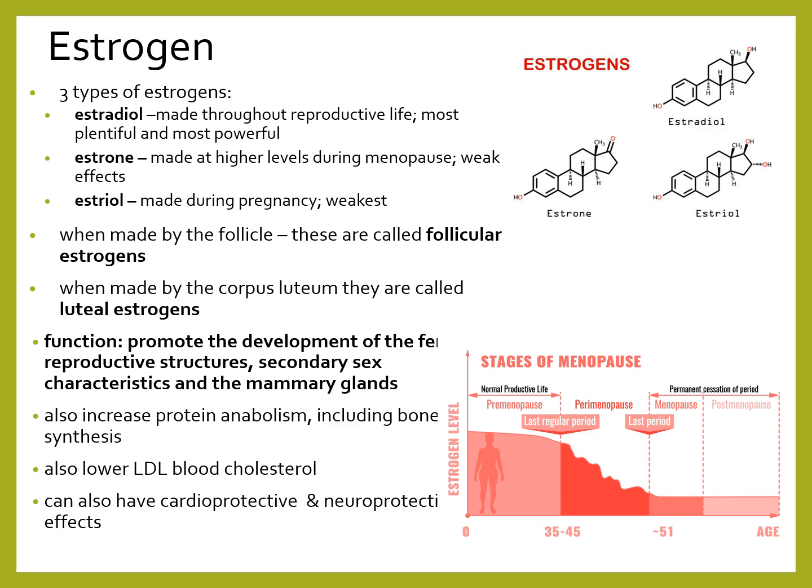Now, when an estrogen is made by a follicle, it's called a follicular estrogen. When an estrogen is made by a corpus luteum, it is called a luteal estrogen. The follicular estrogens are primarily estradiol. So, in other words, the major source of estradiol in the female is going to be the follicle, and then the alternate source of estradiol is going to be the corpus luteum.